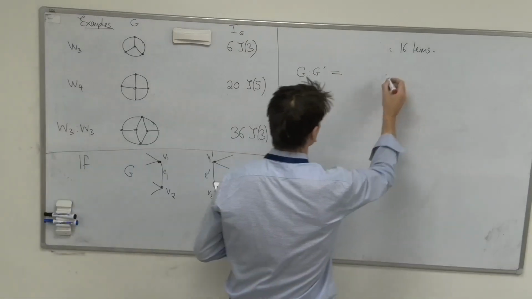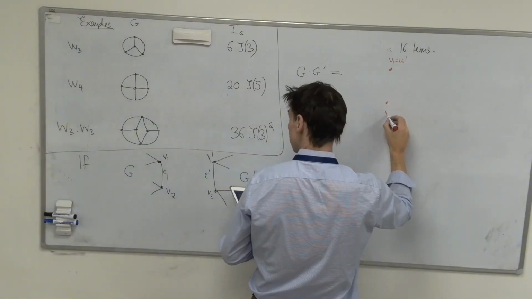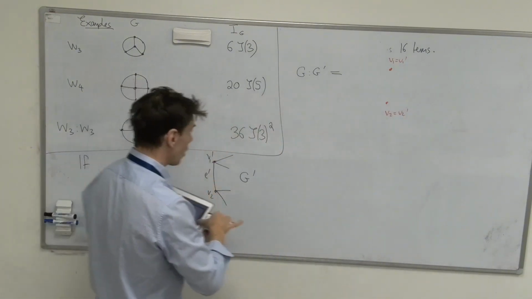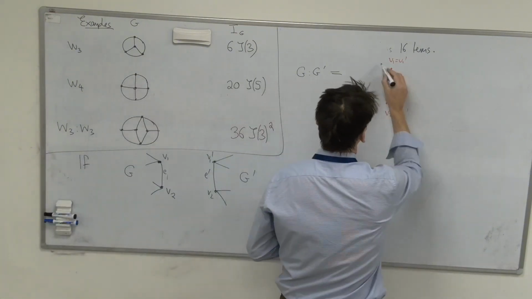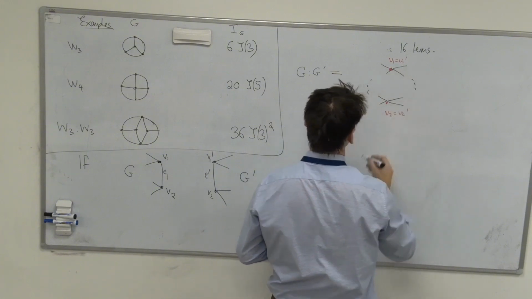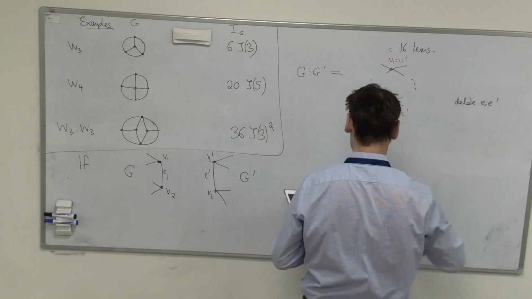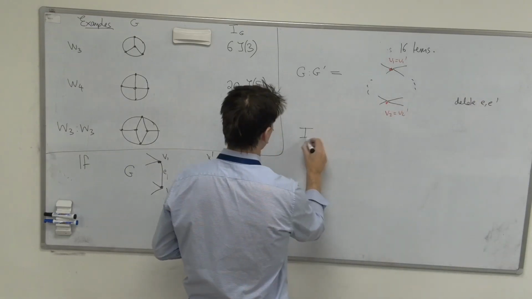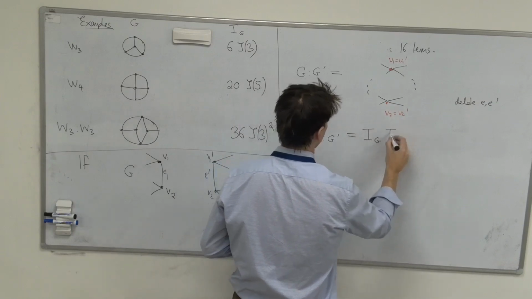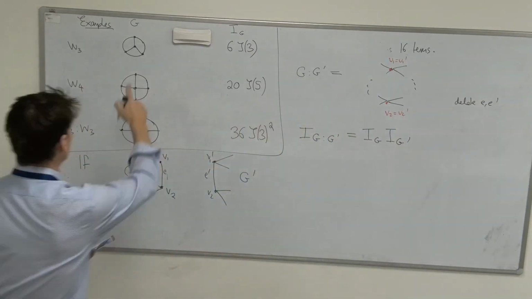You identify these two vertices, V2 equals V2 prime. You delete edges E and E prime, and you keep all the rest. Then the theorem is that I of the two vertex join of G and G prime is the product. So there's an interesting multiplicative structure here.